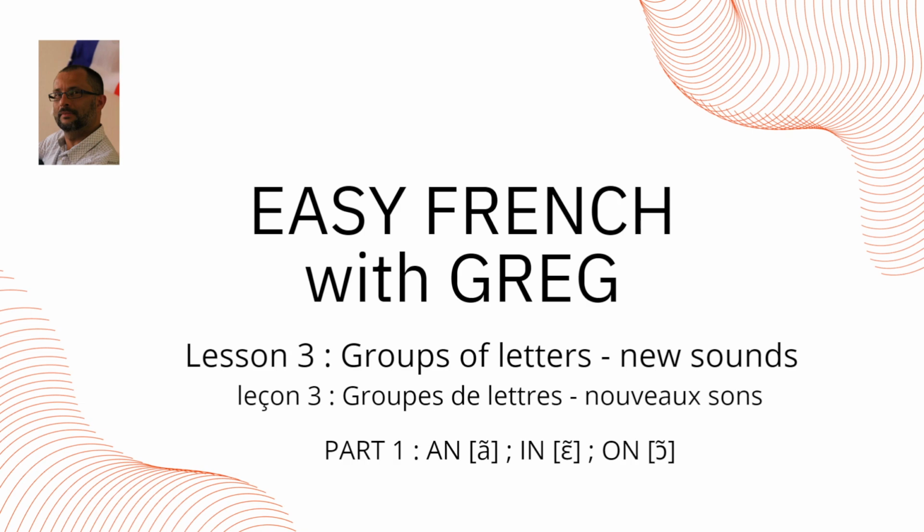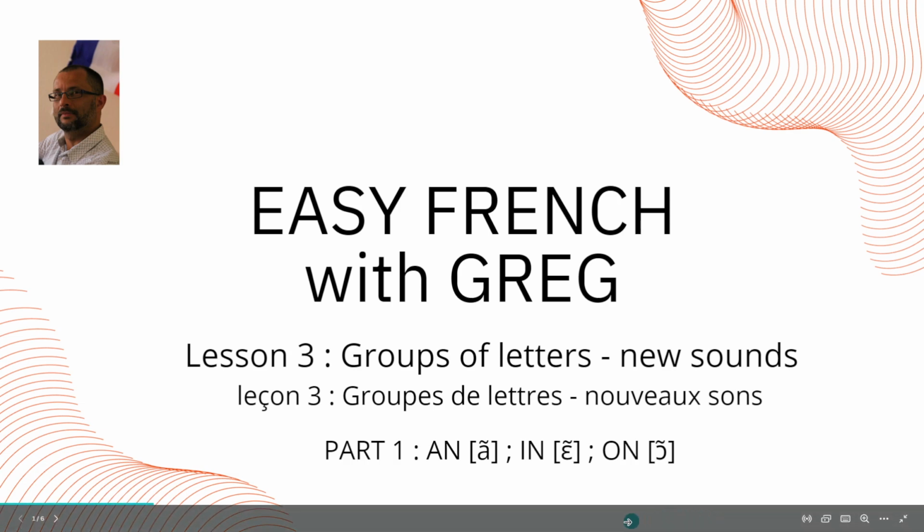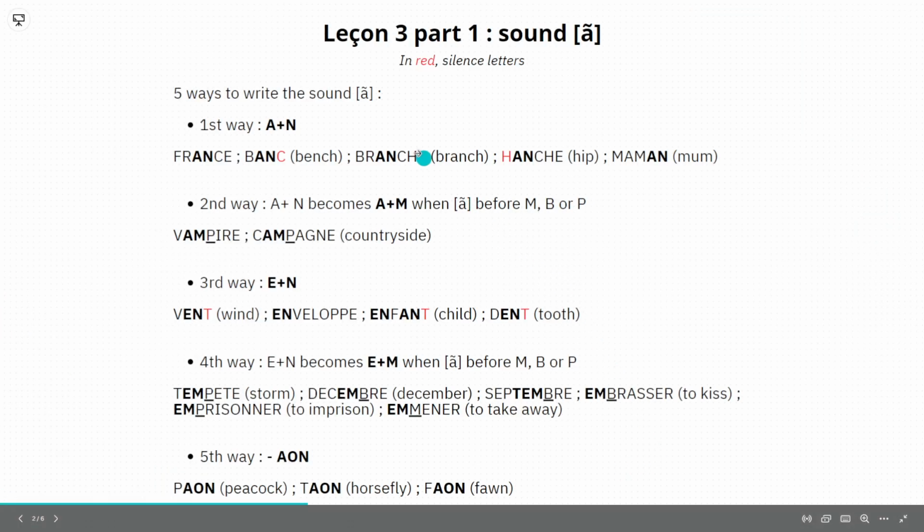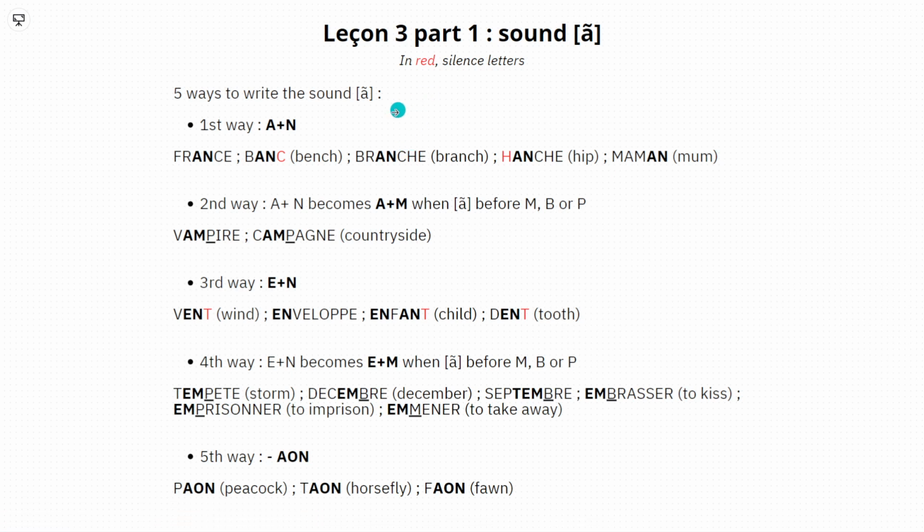So in this video we will see 3 different groups of letters. The sounds en, un, and on. So let's start with the sound en. Okay, this is the sound en. You can see that in red the letters are silent letters. Okay, so there are 5 ways to write the sound en.